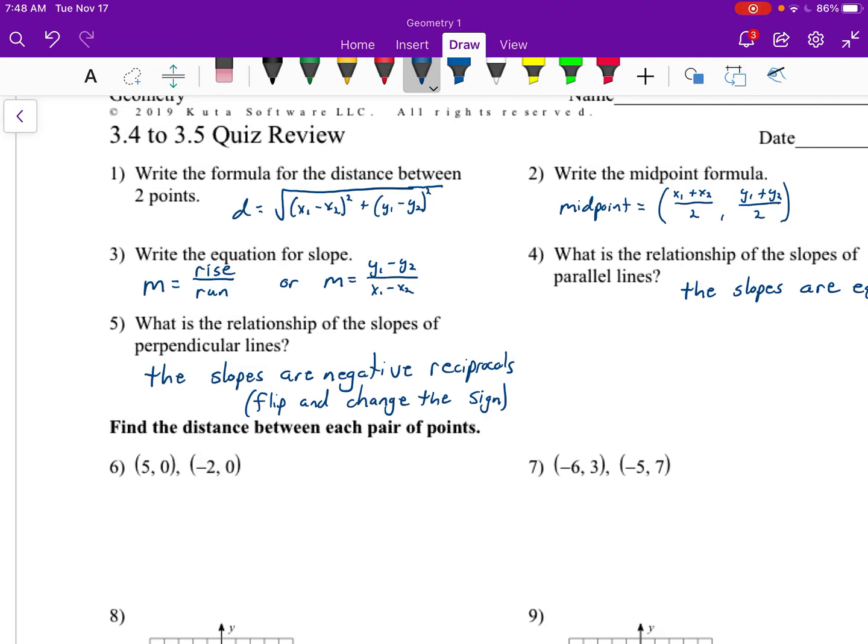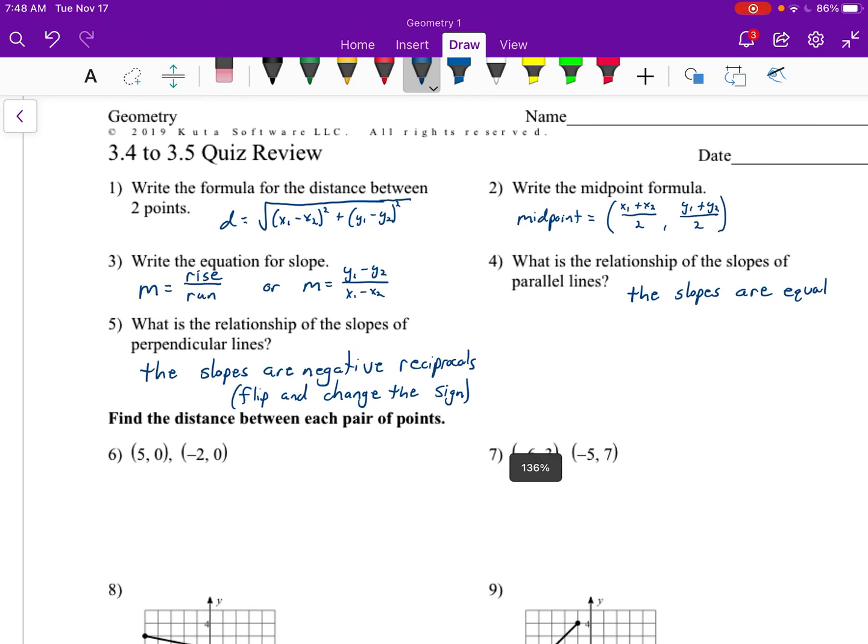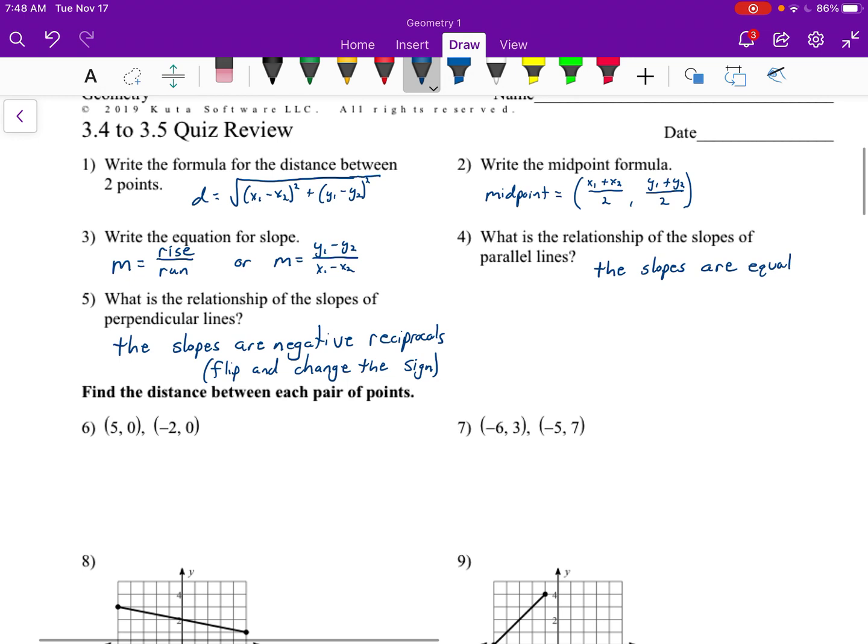Here we'll take a look at our 3.4 to 3.5 quiz review. This will help you obviously study the things that will be on your quiz. I already wrote in the different formulas and answers to the different questions at the beginning here. You can pause it and write these down if you don't have them somewhere else already, which you should.